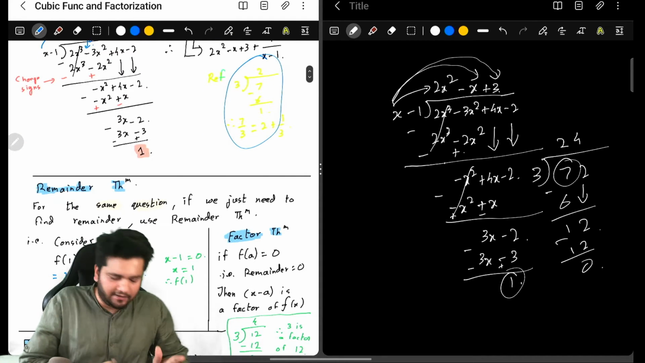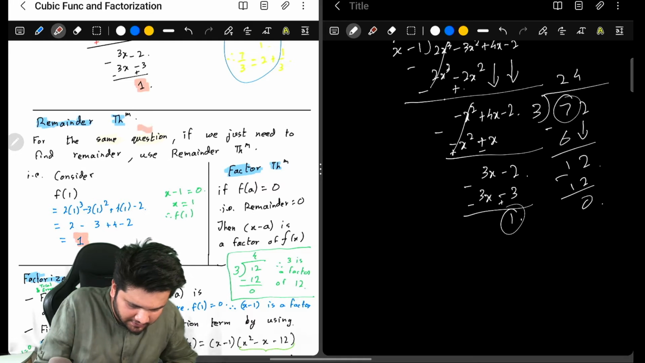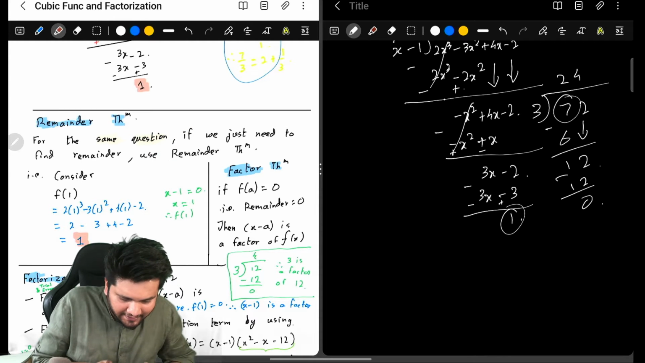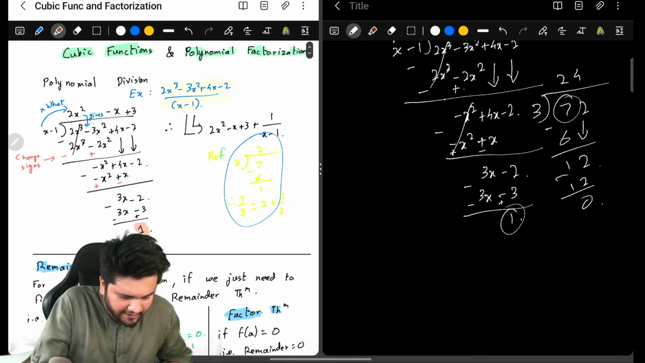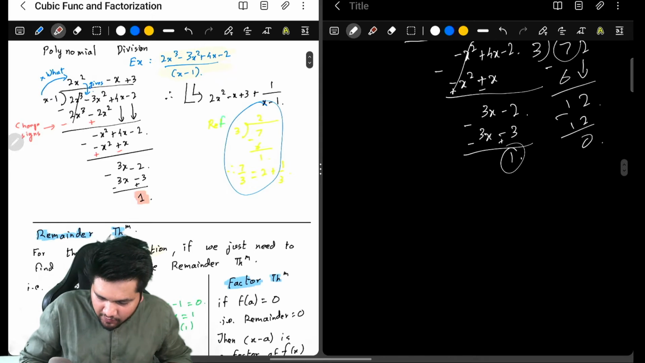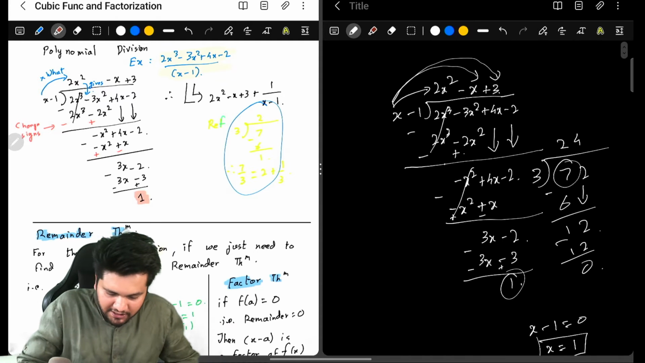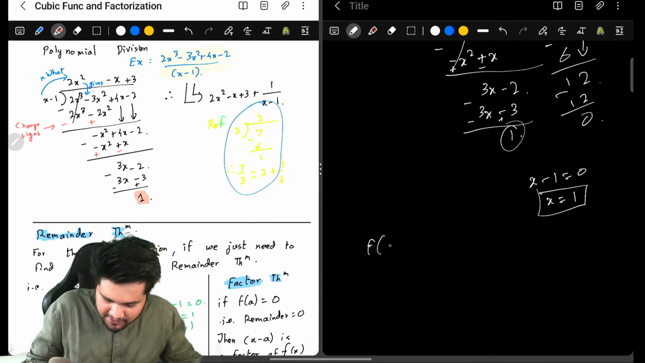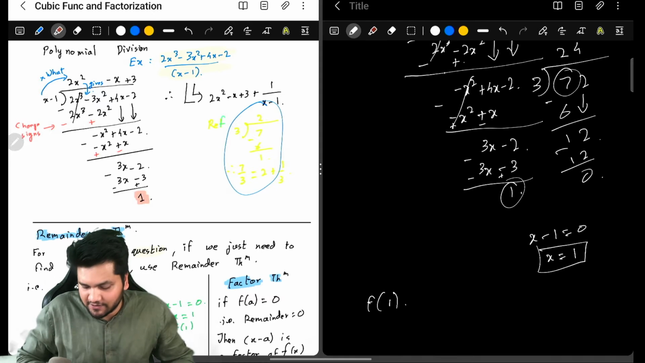Second thing is the remainder theorem. For the same question, if we just need to find the remainder, we use the remainder theorem. If you are dividing by x minus 1, with the same polynomial, what I'm going to consider is x minus 1 equals 0, and I'm just going to put x equals 1 in this f of x equation. I'm just considering this polynomial as f of x. Remember, x minus 1 equals 0, I'll put that minus 1 on the other side, so it's going to be x equals 1.